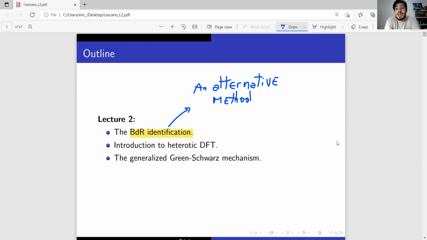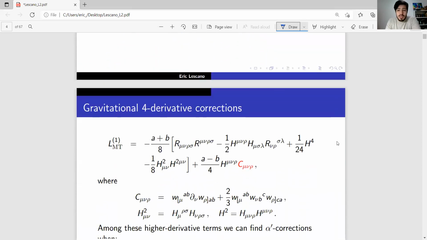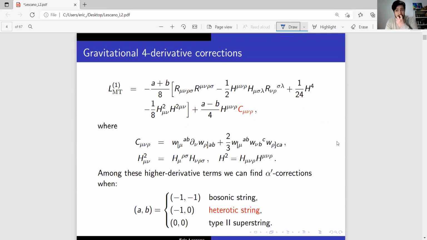Then we are going to introduce heterotic double field theory. This will have more ingredients than Gianluca's formulation, because heterotic double field theory is a gauged double field theory, so we are going to introduce that kind of double field theory. And finally, we are going to introduce the generalized Green-Schwarz mechanism, that is, the Green-Schwarz mechanism at the DFT level. If you have questions, of course, try to ask.